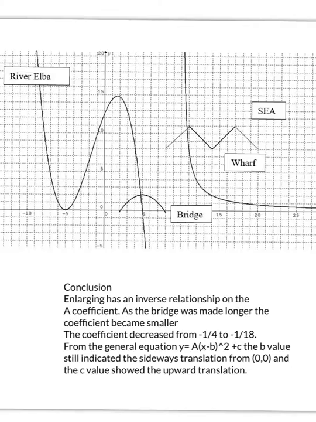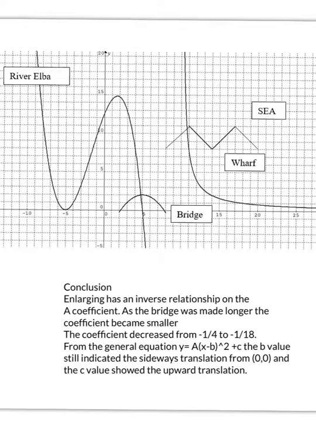Conclusion: I would say that enlarging the bridge has an inverse relationship with the A coefficient. So making it twice as big has made the A coefficient smaller. As the bridge was made longer, the coefficient became smaller. The coefficient decreased from negative 1/4 to negative 1/18.